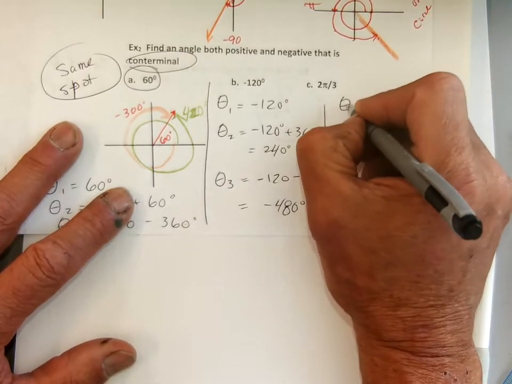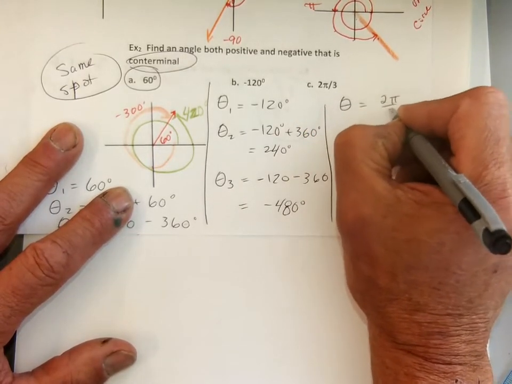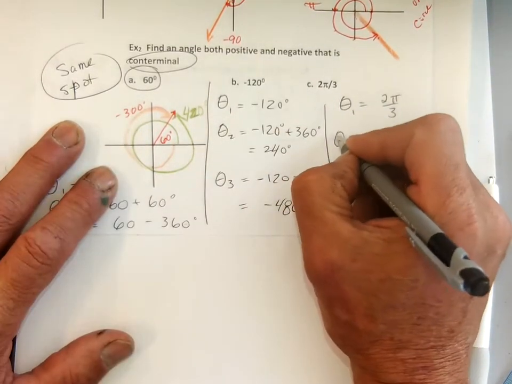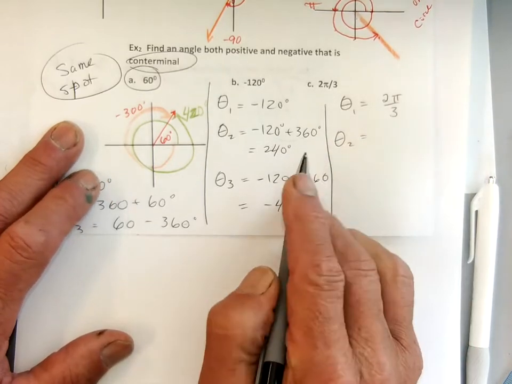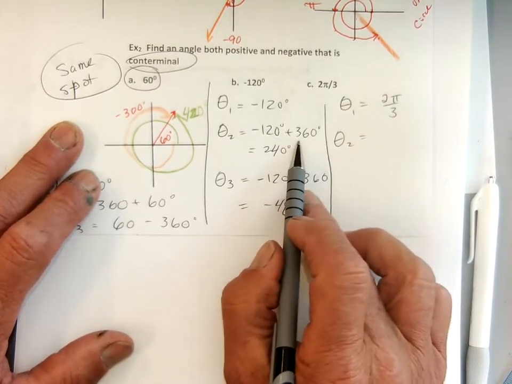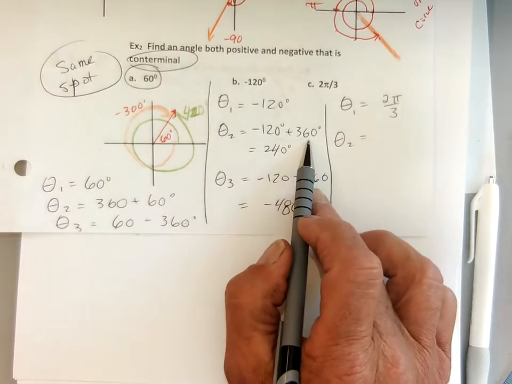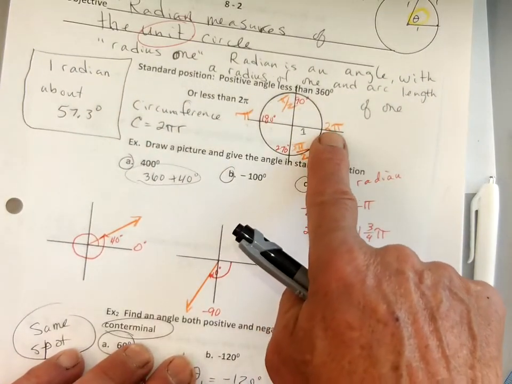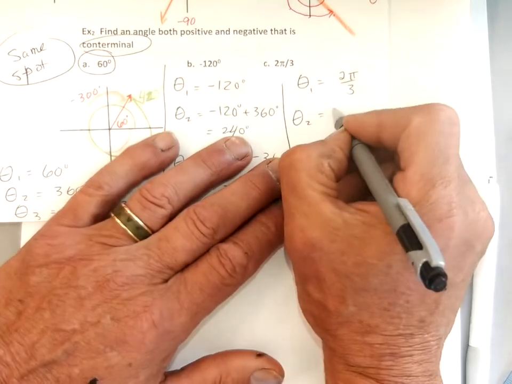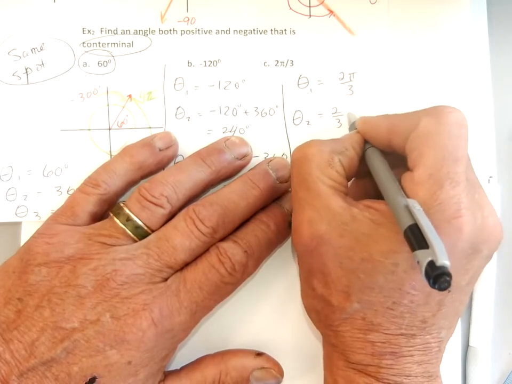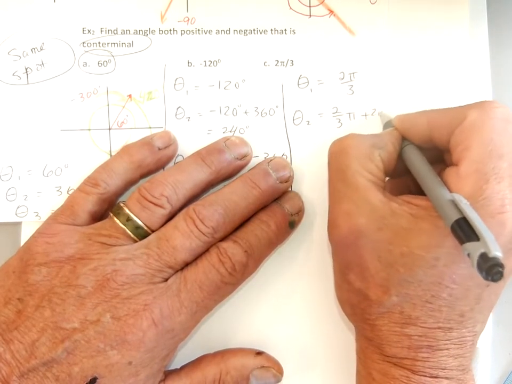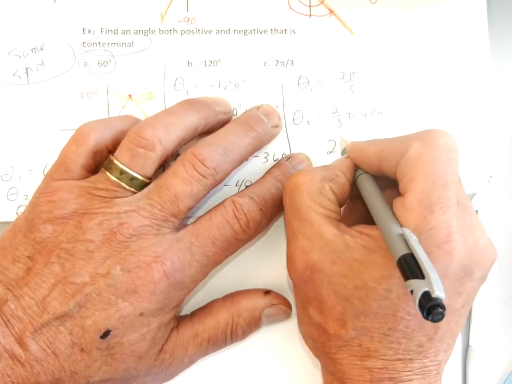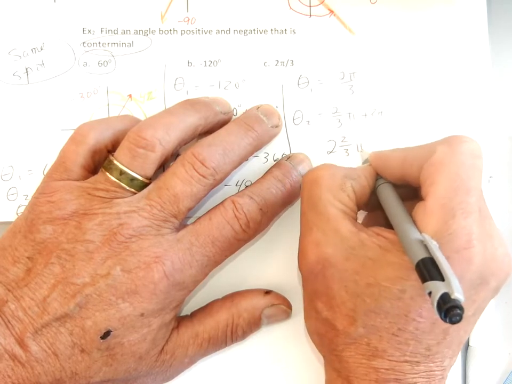So theta 1 is 2 pi thirds, right? To find theta 2, what we did is we added 360 degrees, but we're in radians now. 360 degrees is 2 pi, right? So I'm going to take 2 pi thirds and add 2 pi, which is going to give me 2 and 2/3 pi. You okay with that?